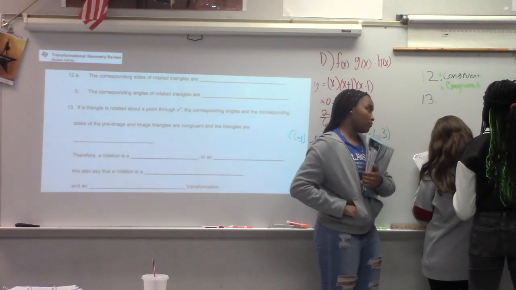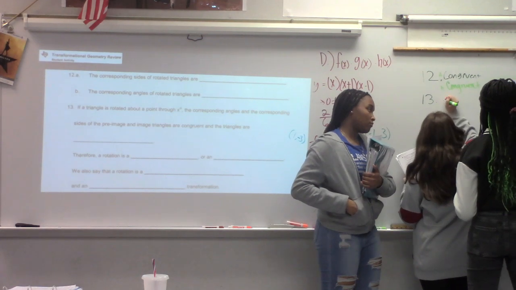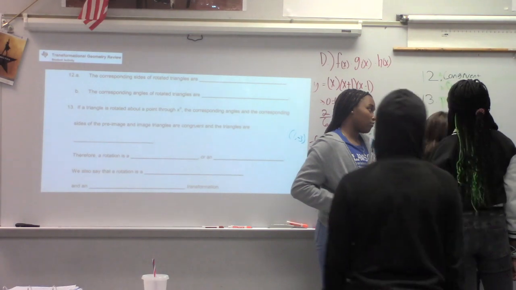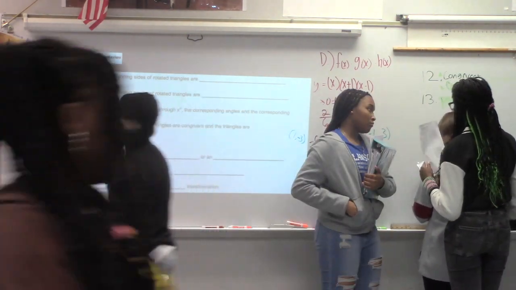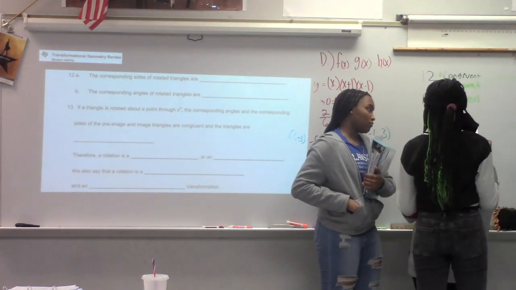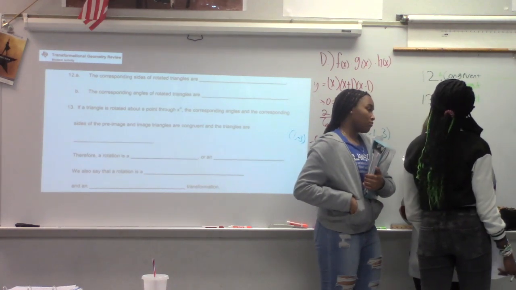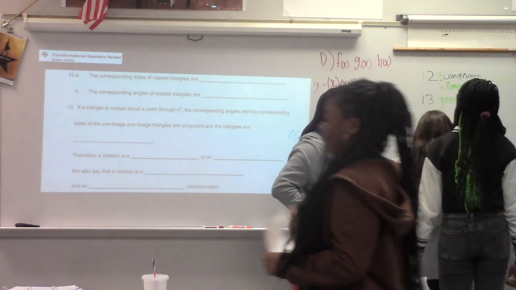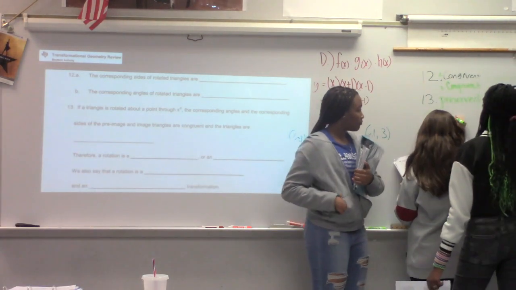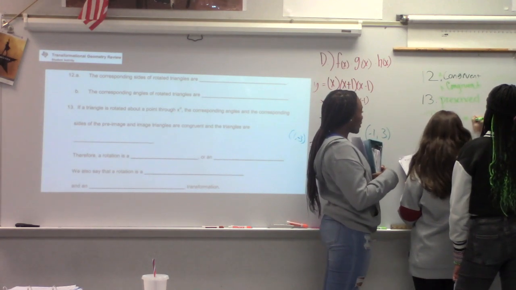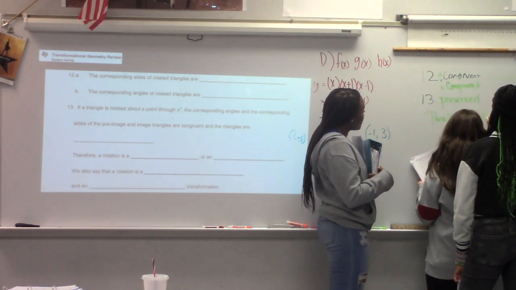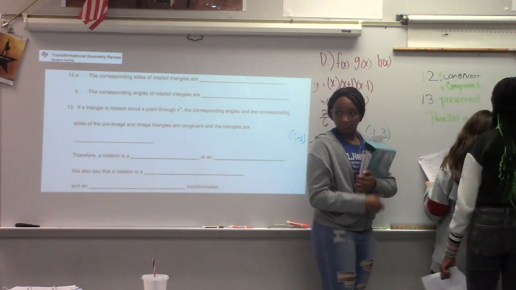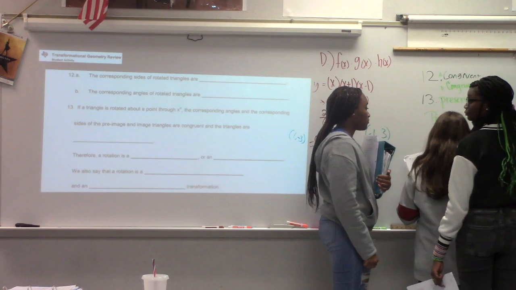If you're going to say those are reserved, what does that mean the triangles are? Remember, come on, what's the mathematical word? The corresponding angles and sides are congruent, and the triangles are congruent. Right, it's talking about the side lengths, and the angles are congruent, and the triangles themselves are. Does that make sense? The triangles are congruent.